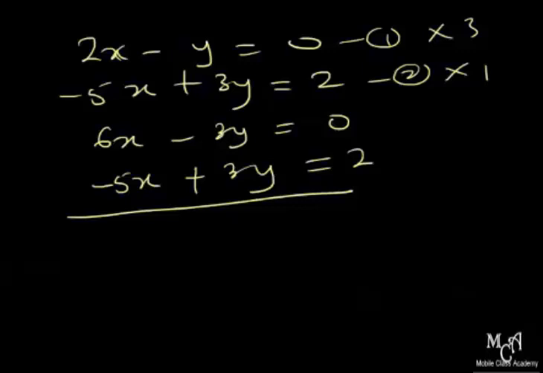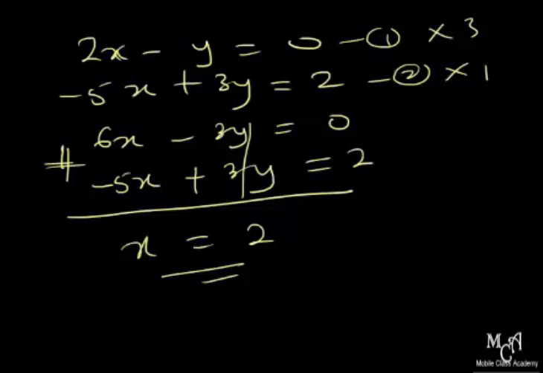So we can now go on. Since they are having different signs, I'm going to sum their values to get my values of x and y. So the y terms go to 0. This is 6x plus minus 5x will give me what? x. And then 0 plus 2 will give me what? 2. So my x is 2.